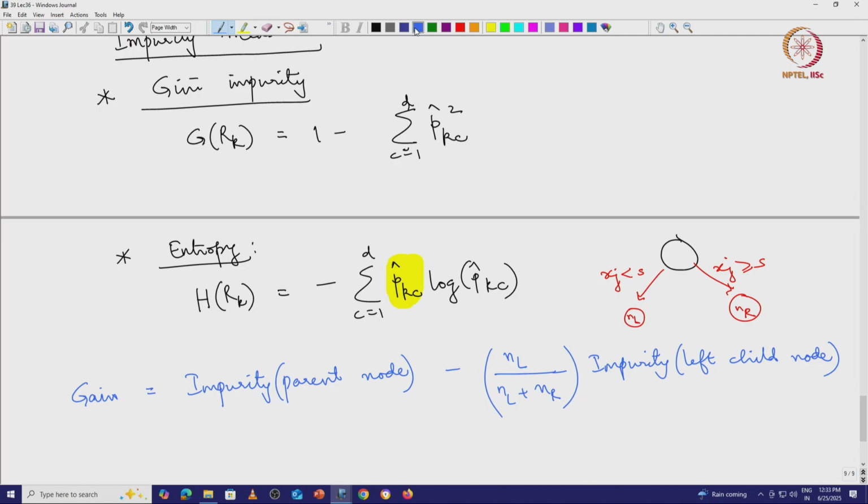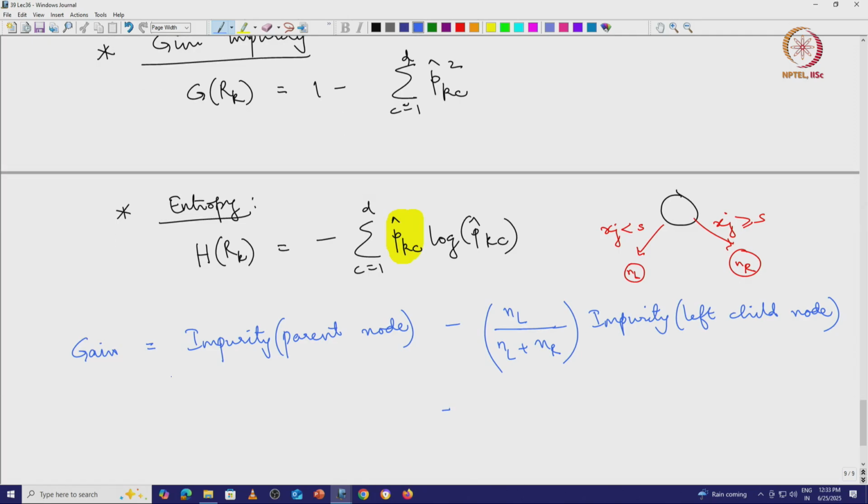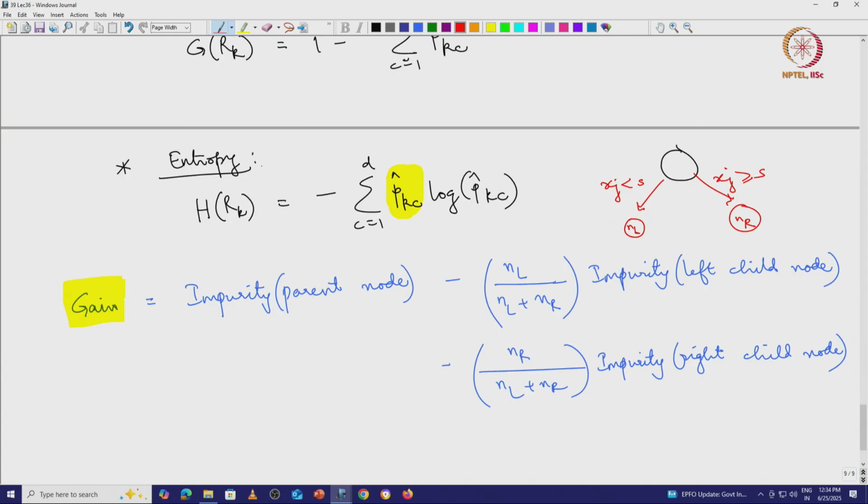So you have subtracted the weighted impurity of the left child node and the weighted impurity of the right child node, so nr divided by nl plus nr times the impurity of the right child node. This tells you the information gain, or the reduction in the impurity that is happening. That means you are trying to proceed in the direction of more certainty, more information and less entropy. So that is what is happening here.